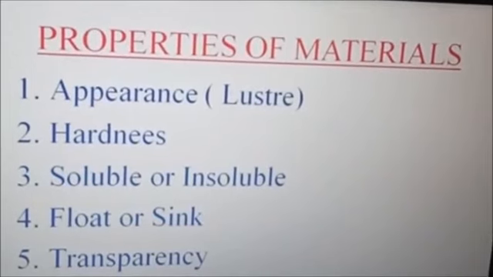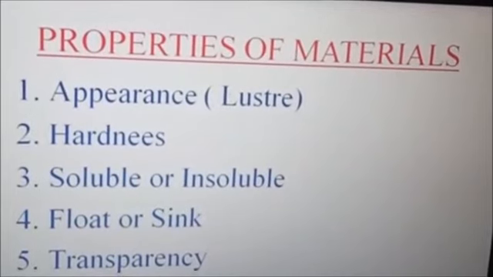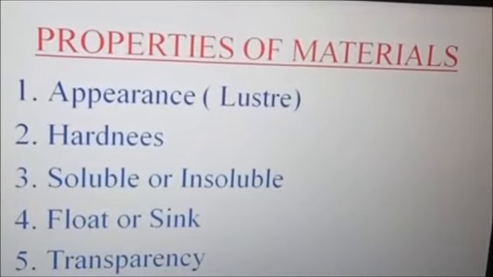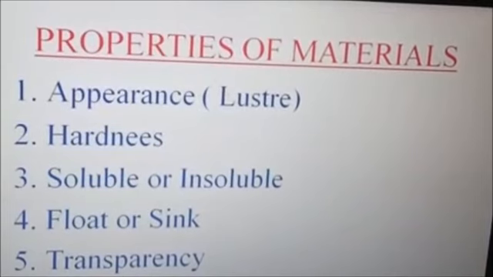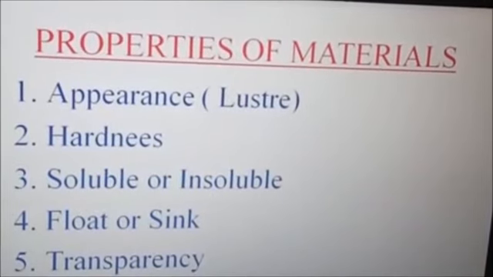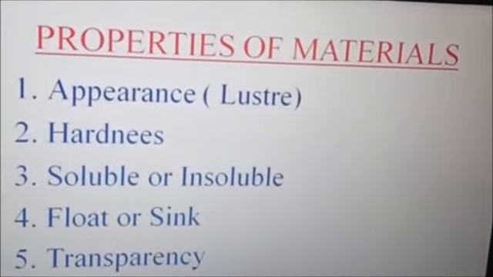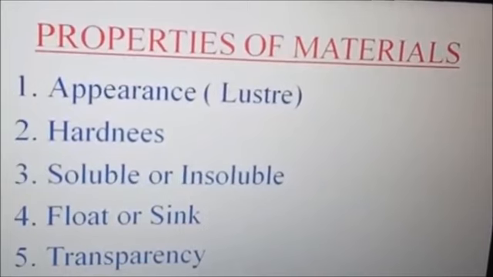Different properties of materials are like, first one is the appearance. Appearance means the luster, that is called the shining property. Second one is the hardness, that means which one is hard or soft. Third one is soluble or insoluble. Fourth one, whether the given material will float or sink. And the fifth one is transparency. So these are the 5 properties on which we classify the materials.